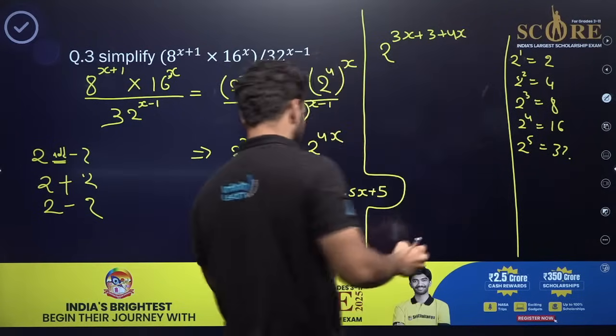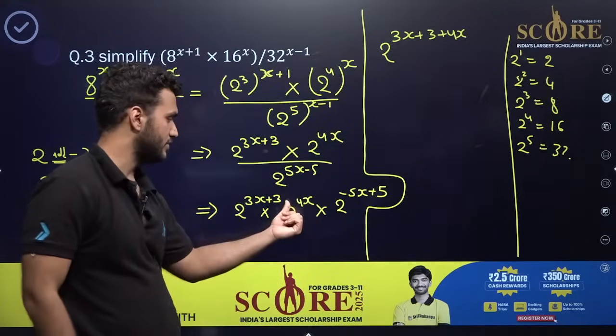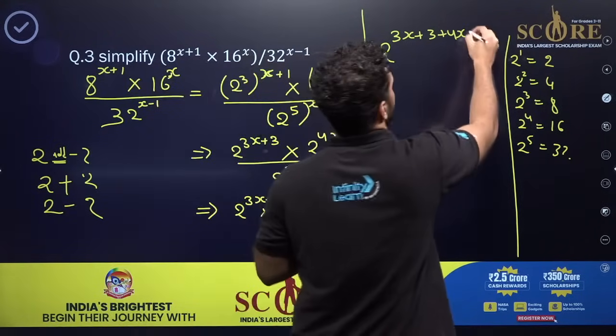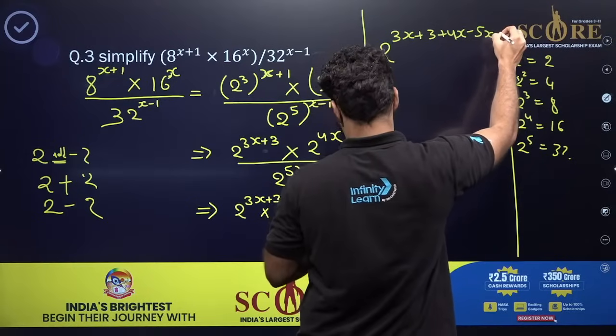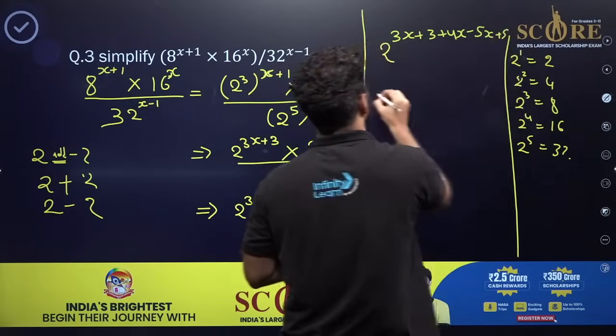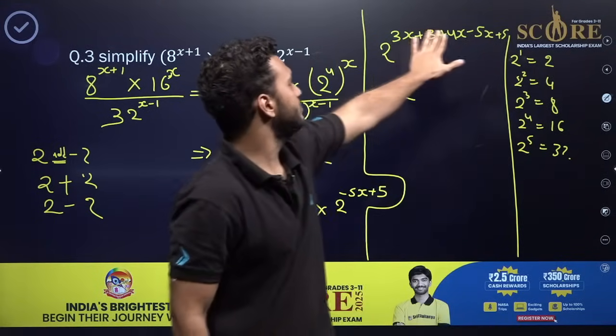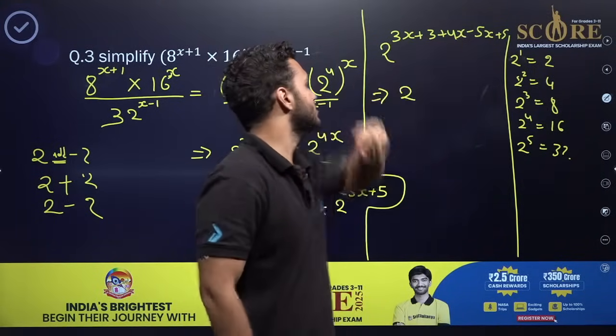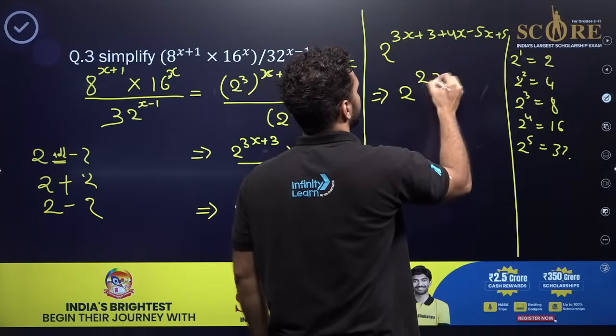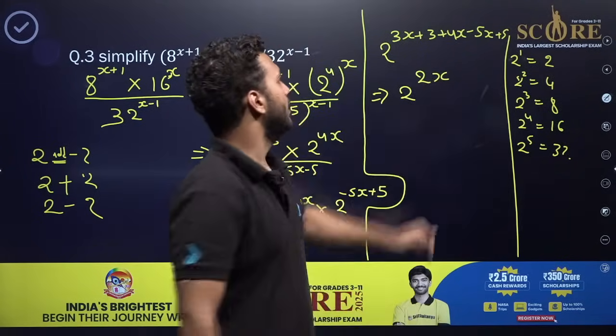This 4x was positive number. This 4x was positive here. Okay. Then, sir, minus 5x and plus 5. What will I get? See, 3x plus 4x is 7x. 7x minus 5x is 2x. Okay. Now, what about the numbers?